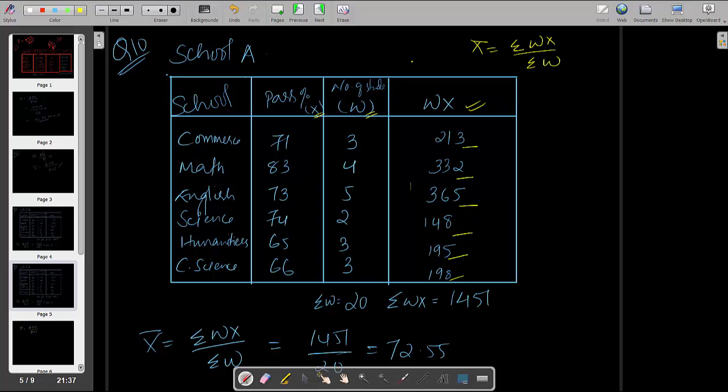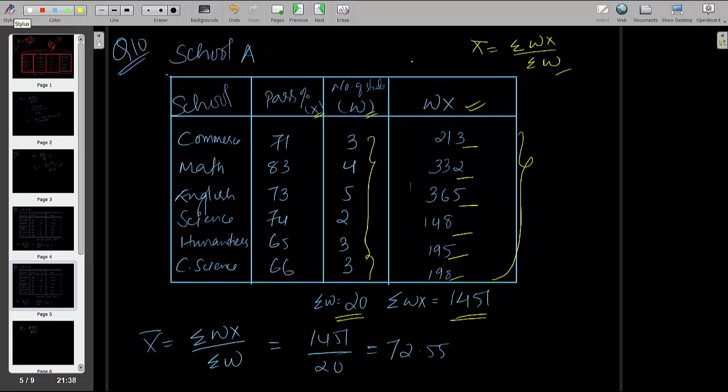Now you have to add up all this to get sigma wx. We also need to find sigma w, so add up all these also. You get sigma w as 20 and sigma wx, if you add up all this value, you get 1451. Now put this in the formula. Mean is equal to sigma wx divided by sigma w, which is equal to 1451 divided by 20. If you calculate it, you will get 72.55. So 72.55 is the weighted arithmetic mean for school A.